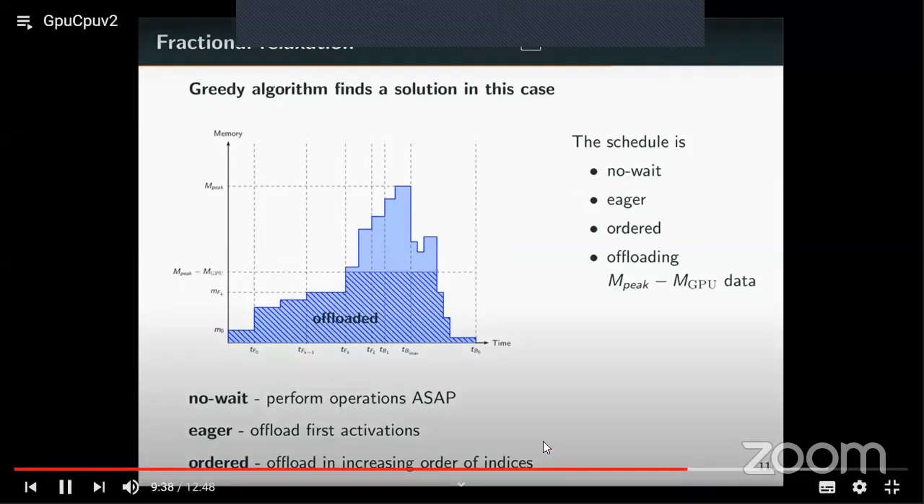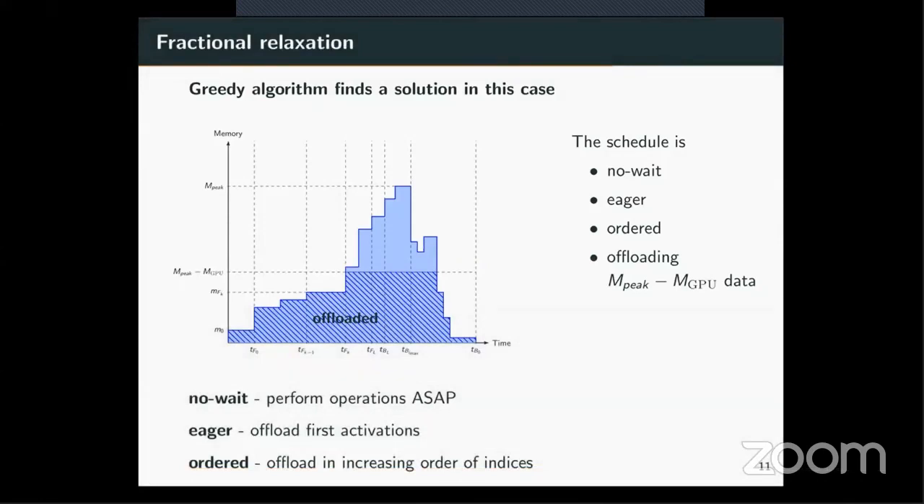No wait means that activations are performed as soon as possible, eager that we offload only the first activations, and ordered that they are offloaded in the increasing order of the indices. Let us notice that in the fractional communication relaxation, there exist cases where the optimal schedule is not eager, which makes the solution of the problem more complicated. However, the optimal is still no wait and ordered, and we use this property to build the dynamic programming.